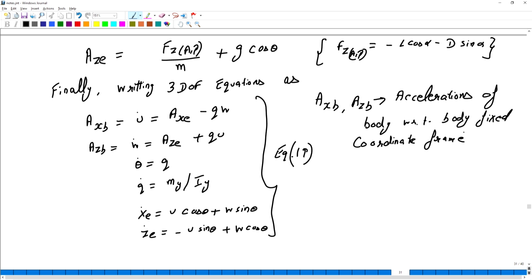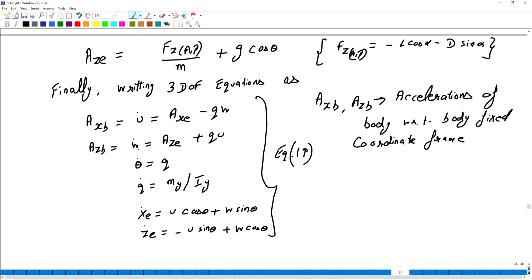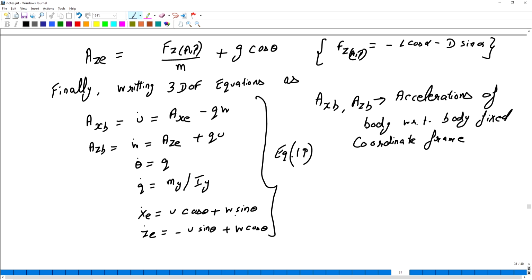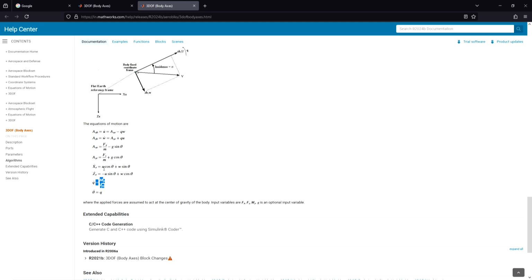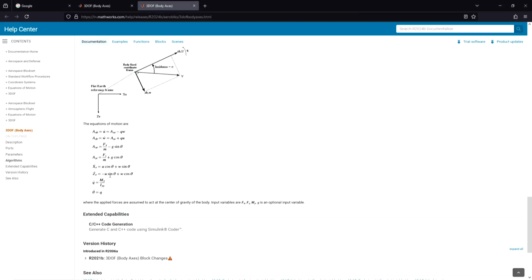Now let us check these equations directly in the MATLAB 3DOF block. So here we have u dot equals AXE minus QW, W dot is AZE plus Q into U, then theta dot equals Q, Q dot is My upon Iy, then X dot E equals U cos theta plus W sin theta, and Z dot E is minus U sin theta plus W cos theta.